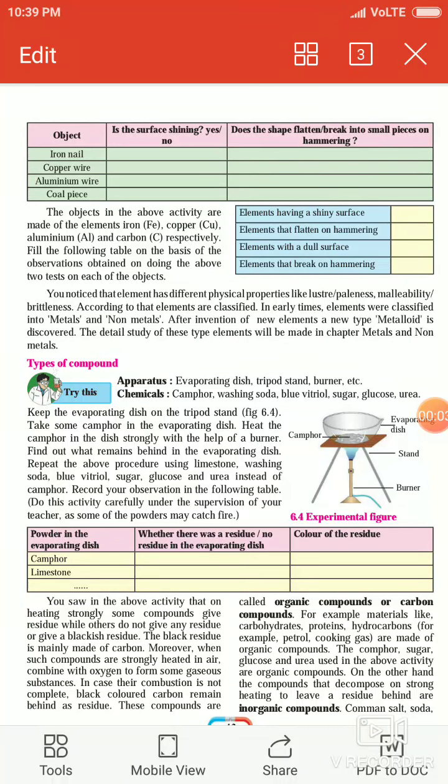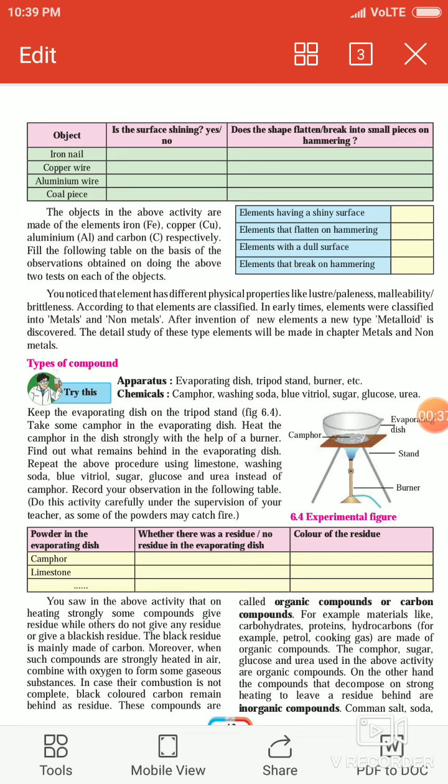Good morning, students. Yesterday we saw the difference between element, compound, and mixture, and we also saw the types of elements: metals, non metals, and metalloids. Today we are going to see about types of compound. Before seeing the types of compound, we must know about the practical which is given in the book. So let's see the experiment.